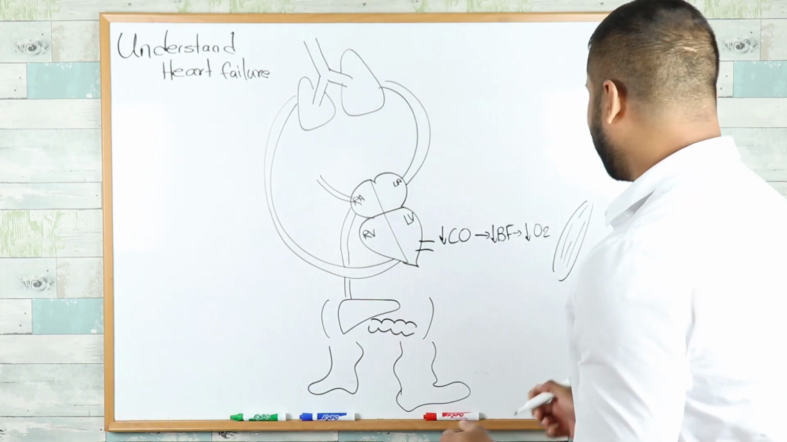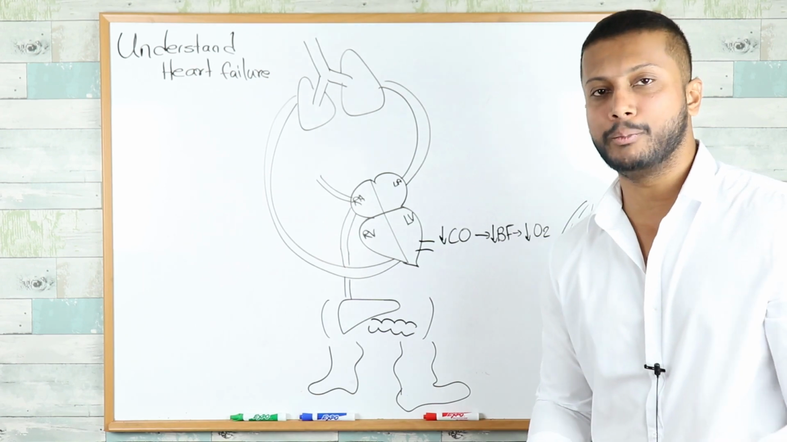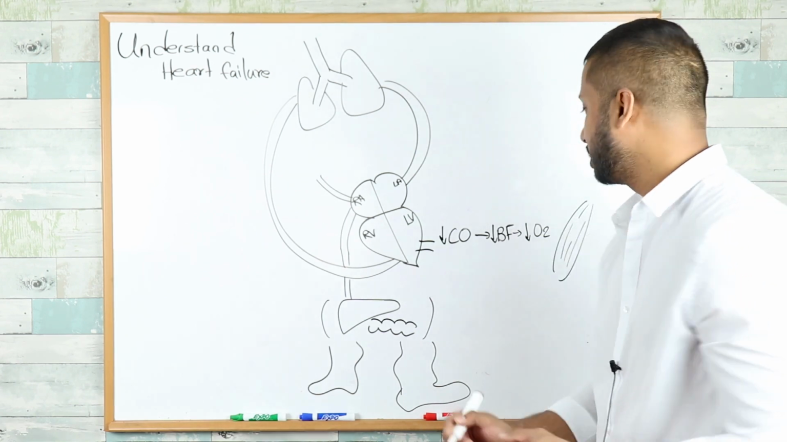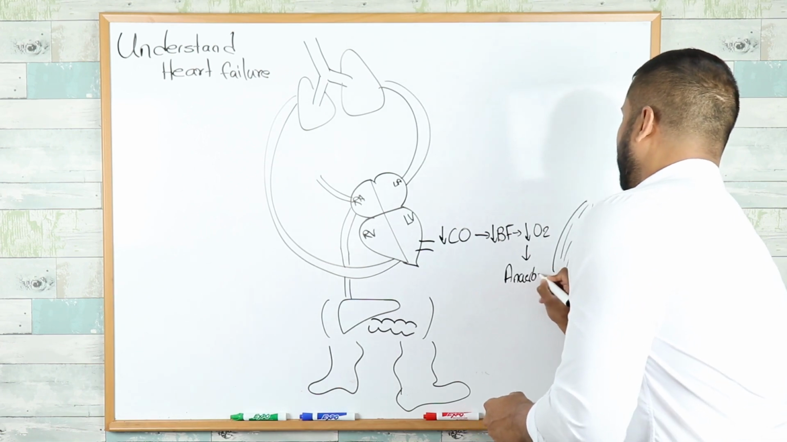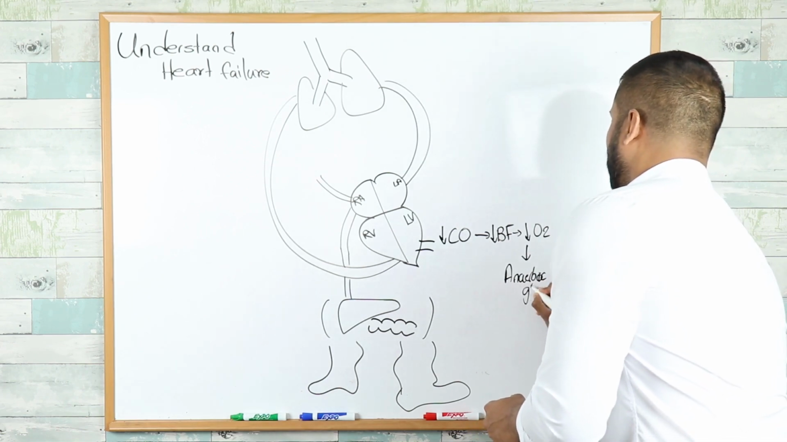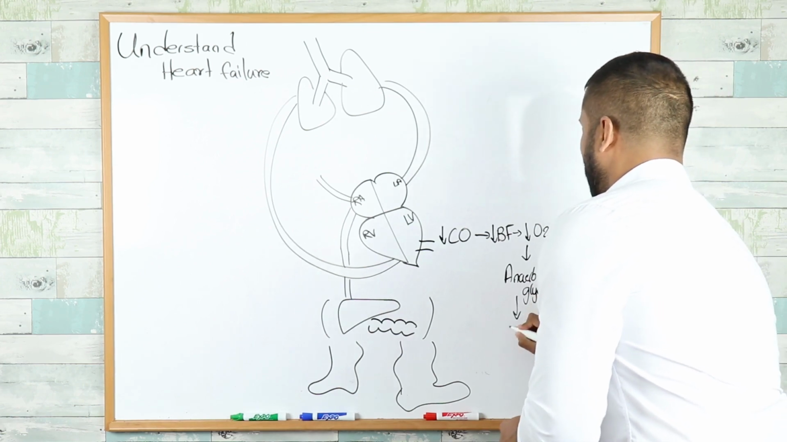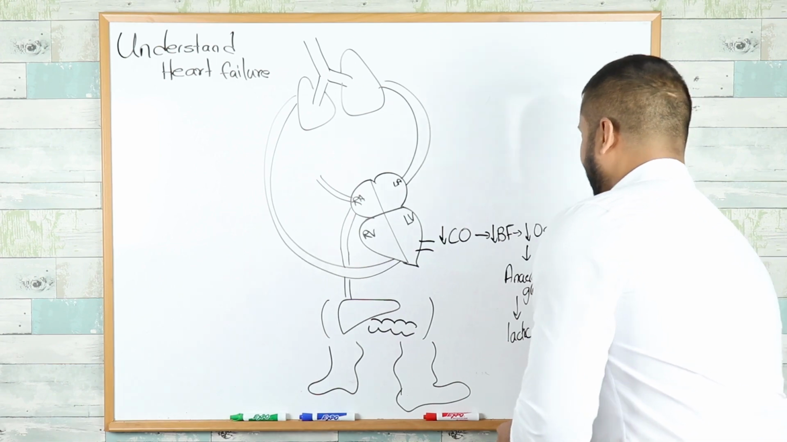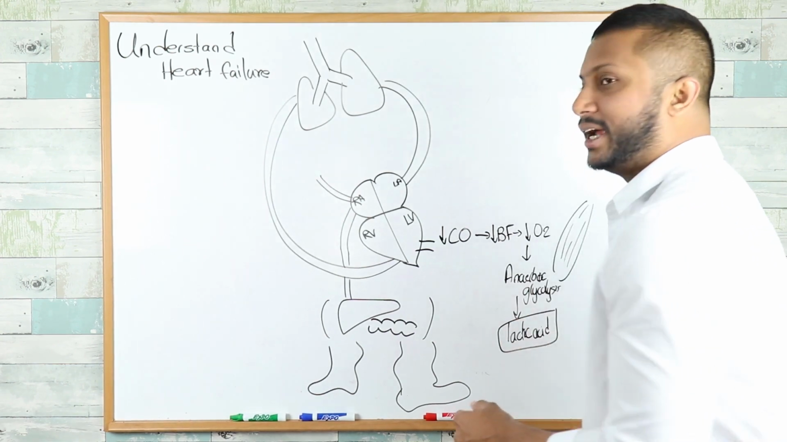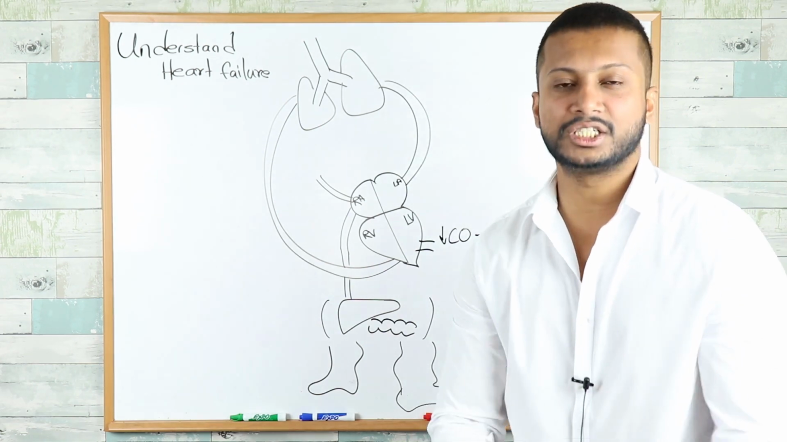So in this patient with less oxygen, you're going to do more of anaerobic glycolysis, which is going to lead to production of lactic acid. So lactic acid is the reason behind you having this muscle fatigue and this cramping sensation and all of that.